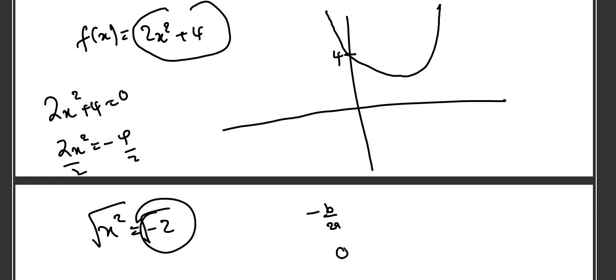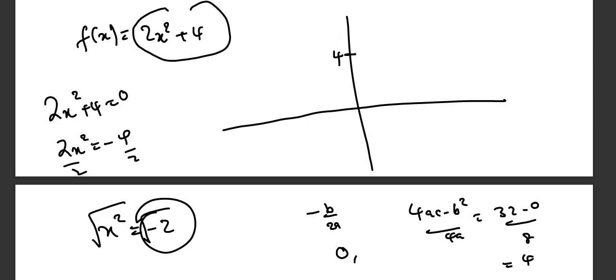So we can say 0, comma something, that's going to be 4ac minus b squared over 4a. So that's going to be 4 times 2 times 4, that's 32, minus 0, over 8. This is just going to be a 4, so somewhere there. So it just turns and just goes there. It's actually here. Yeah, the graph is actually here, right there.